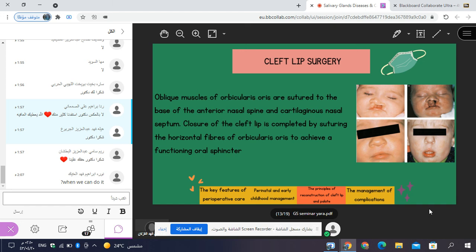This picture shows both pre-op and post-op of a unilateral and a bilateral cleft lip. You see that the normal appearance of the lips and around it is almost regained.